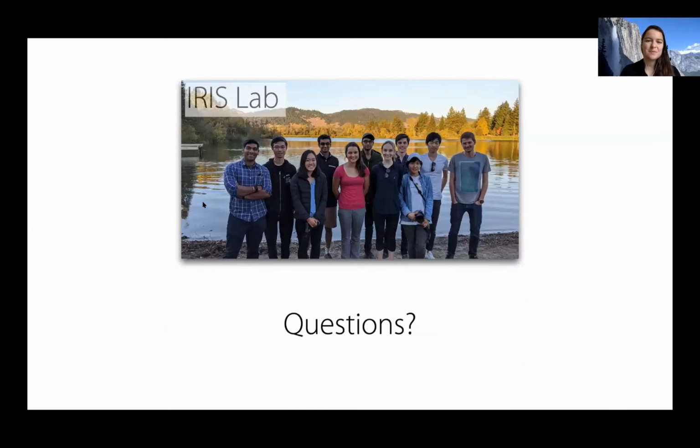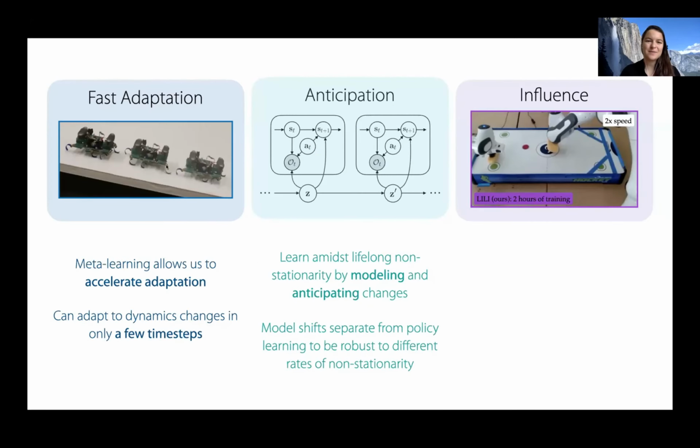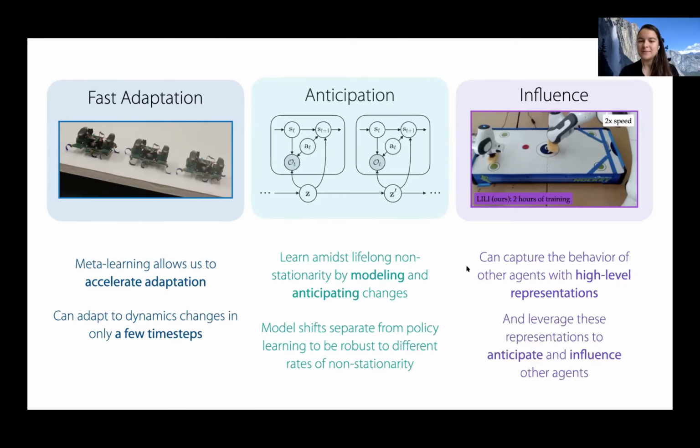I guess to summarize the talk in full, we talked about quickly adapting, also anticipating and adapting in advance, and then finally influencing how the environment changes. And we think that all of these three key ideas or themes can be useful, not just in the examples that we showed, but also in a variety of different algorithms and instantiated in different ways.